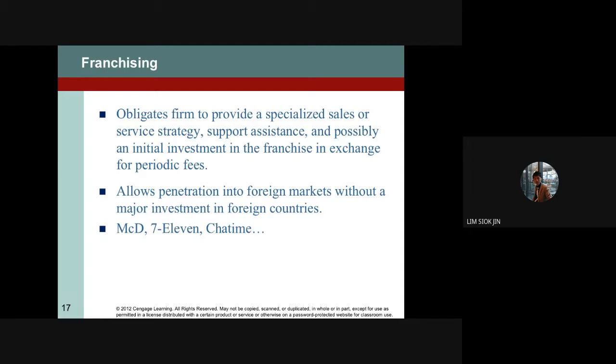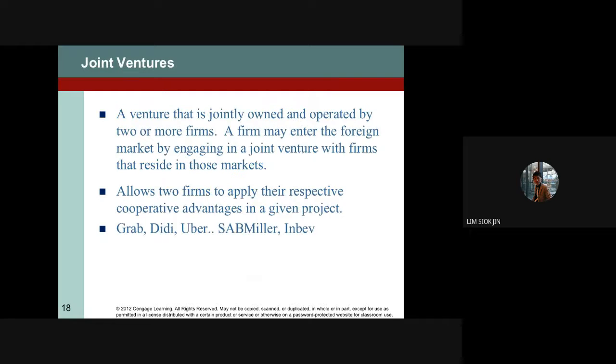Franchising. Franchising is another way to penetrate foreign markets, like McDonald's, 7-Eleven, Chatime. Right. So if you want to open 7-Eleven, can you? You can. 7-Eleven is not Malaysian. Chatime is not Malaysian. Chatime is Taiwanese. So if you want to open Chatime anywhere, you can, but you need to sign a franchise contract. Right? You need to sign with the Taiwanese company to open a Chatime here.